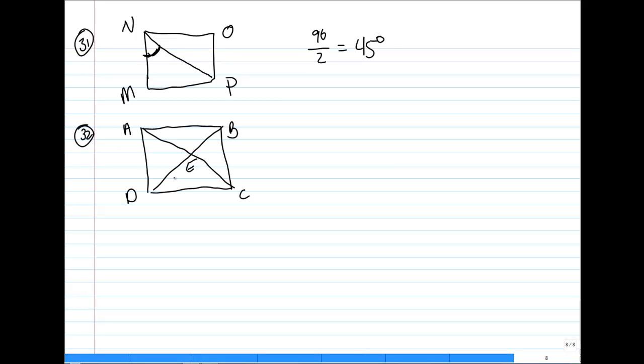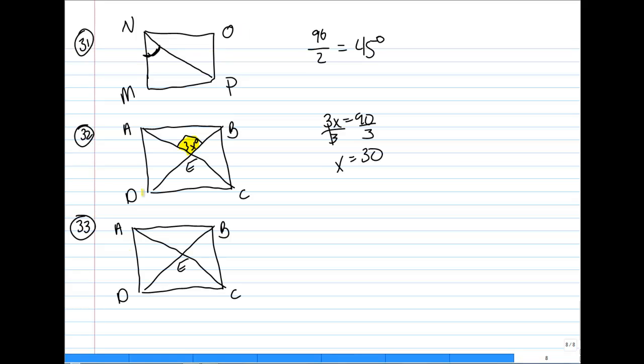We use the same square on the next 3. It says if AEB, this angle right here, is 3x, find x. So if you remember, these bisect at 90-degree angles. So 3x equals 90, divide by 3, and x is 30.